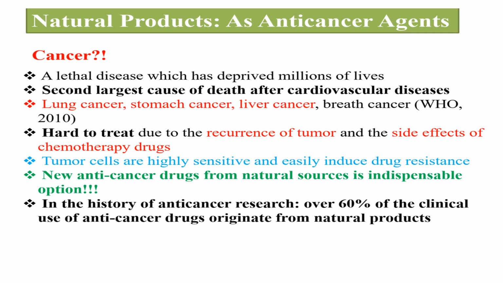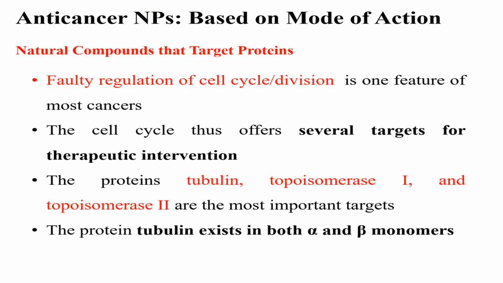In the history of anti-cancer research, over 60% of the clinical use of anti-cancer drugs originated from natural products. And these anti-cancer drugs can perform their function by different modes of action. Some natural products can target a protein as a drug target. Faulty regulation of the cell cycle or division is one of the main features of most cancers, and the cell cycle does offer several targets for therapeutic intervention. The proteins tubulin, Topoisomerase I and Topoisomerase II are the most important drug targets for anti-cancer.